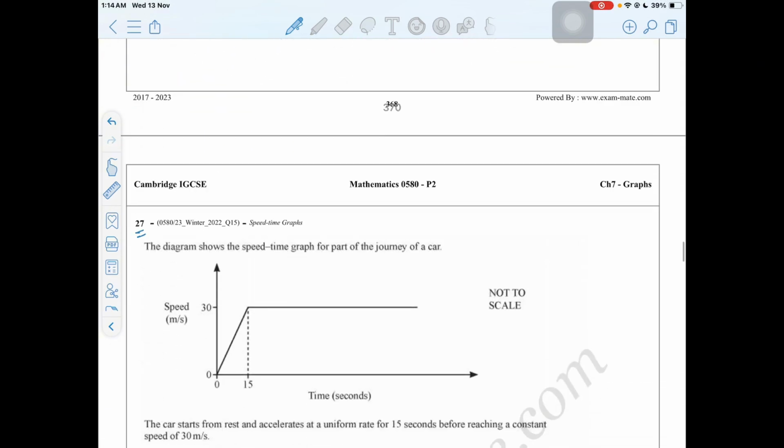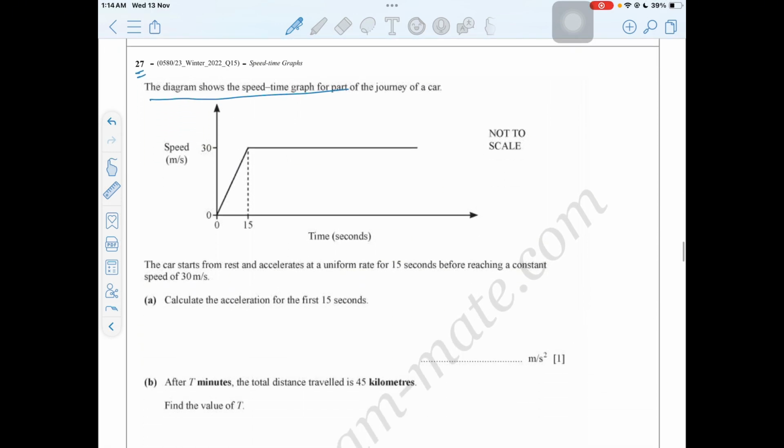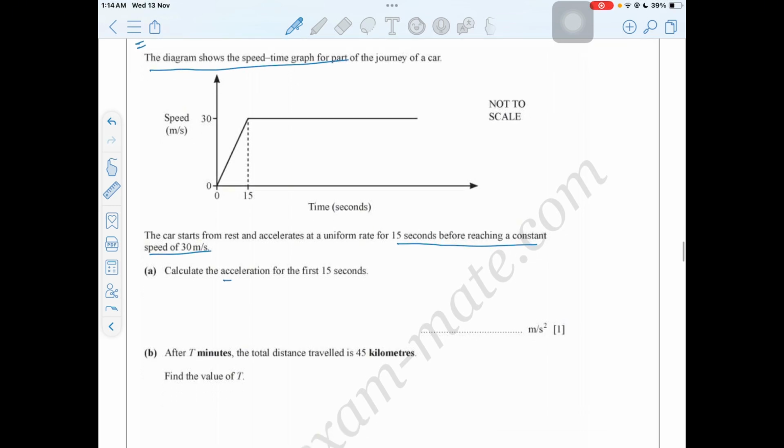Moving on, we have question number 27. The diagram shows the speed-time graph of the journey of a car. The car starts from rest and accelerates at a uniform rate for 15 seconds before reaching a constant speed of 30 meters per second. Calculate the acceleration. We simply need the gradient. It has reached a speed of 30 in 15 seconds. So this would be 2 meters per second squared.